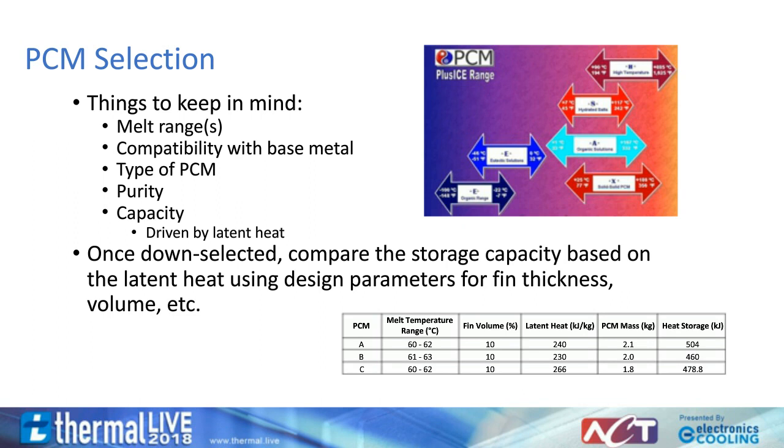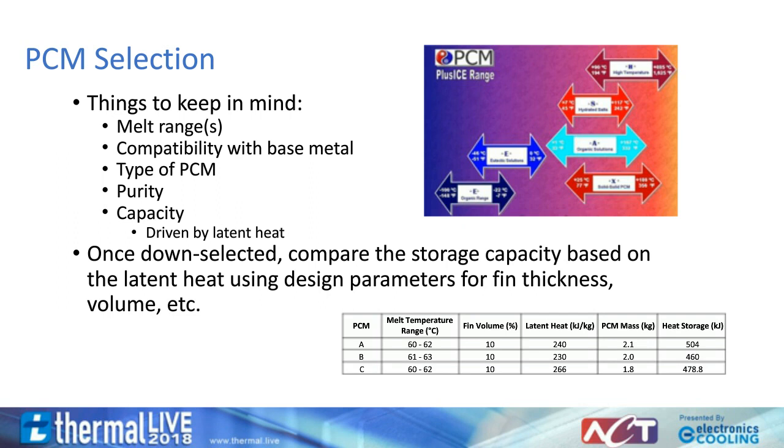Several options are available. Other important parameters include compatibility with the base heatsink material, the type of PCM, and its purity and thermal storage capacity. Once potential materials have been identified, they should be evaluated for storage capacity, including fin thickness and the required PCM volume and weight. In the table at the bottom, for example, 3 PCMs with the same melting point and fin volume deliver different thermal storage performance due to different latent heat and mass properties.